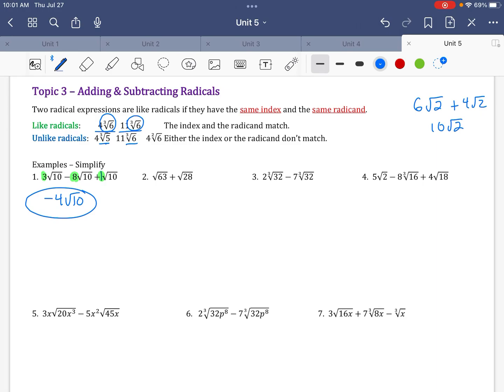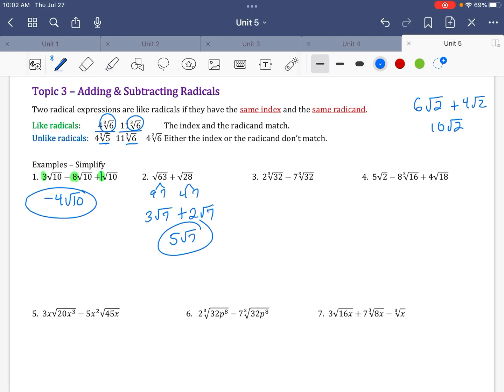All right, so number 2, I got some work to do to see if I can put these together. So radical 63. 63 is 9 times 7, so 9 comes out, so I get 3 radical 7. 28, I would use 4 times 7, so 2 radical 7. So good, so this makes 5 radical 7.